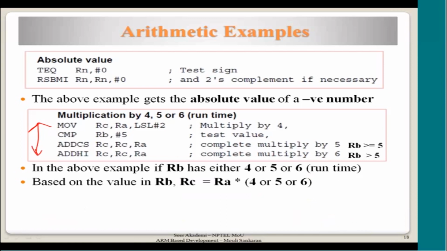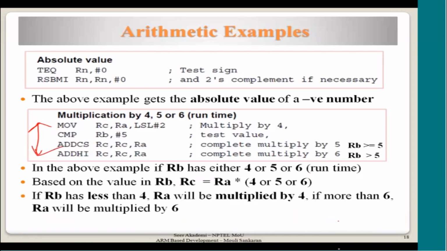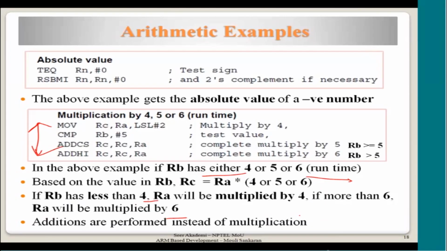Okay, very good. So if RB is less than 4, you multiply it by 4. If it is more than 6 also, it will be multiplied by 6. So that is also something you should remember. It's not that only 5 or 6 are possible. It could have a value lower or higher than this. Even then, this is the operation done.